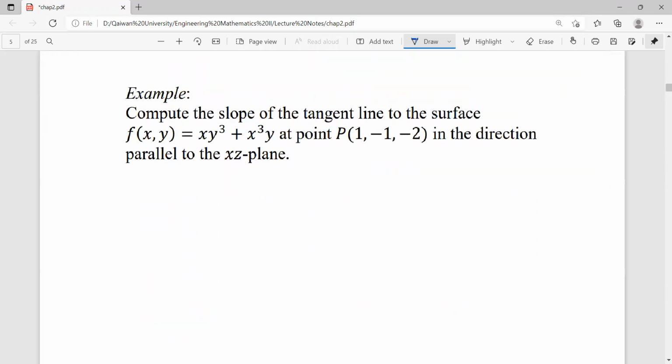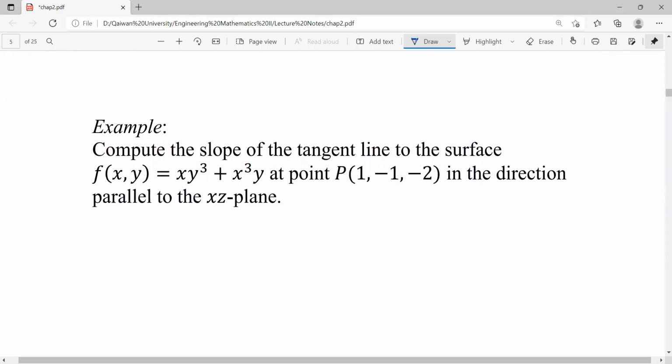Look, here we have an example. Compute the slope of the tangent line to the surface. We are going to find the tangent line for the surface at this point here, this is the x value, that's the y value, and this is the z value. Here we are given f of x, y. That means after taking the partial derivative, we are going to replace x by 1 and y by -1. That's all. It says compute the slope of the tangent line.